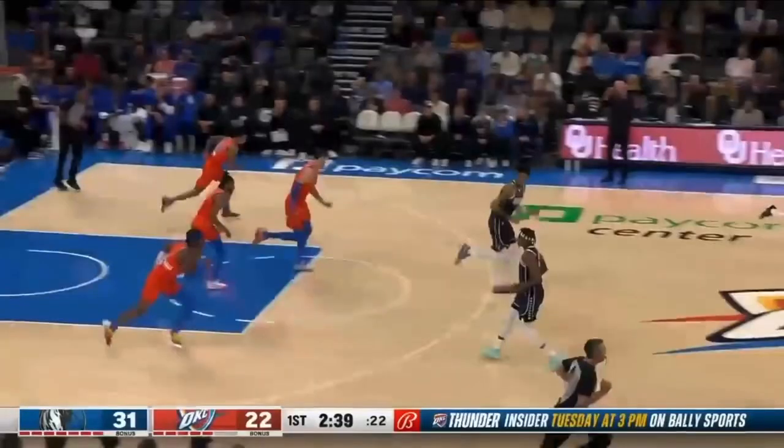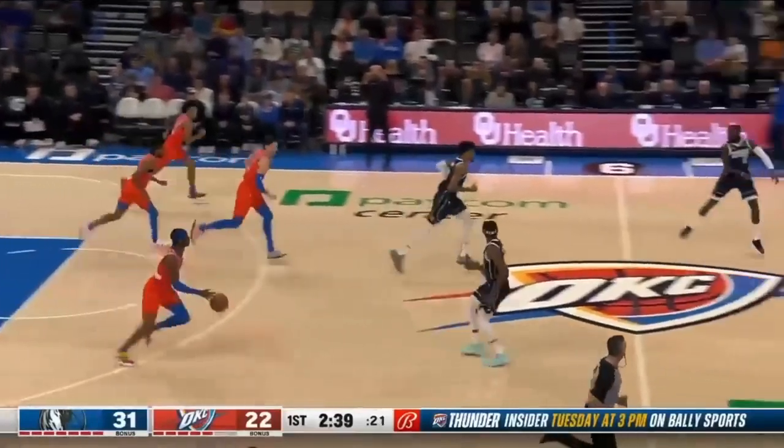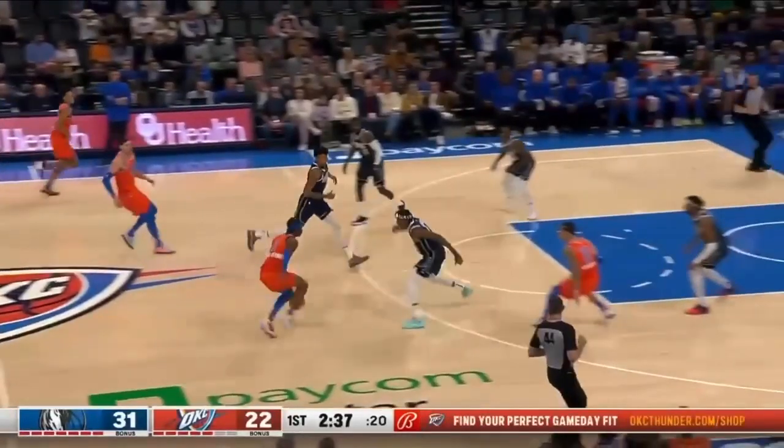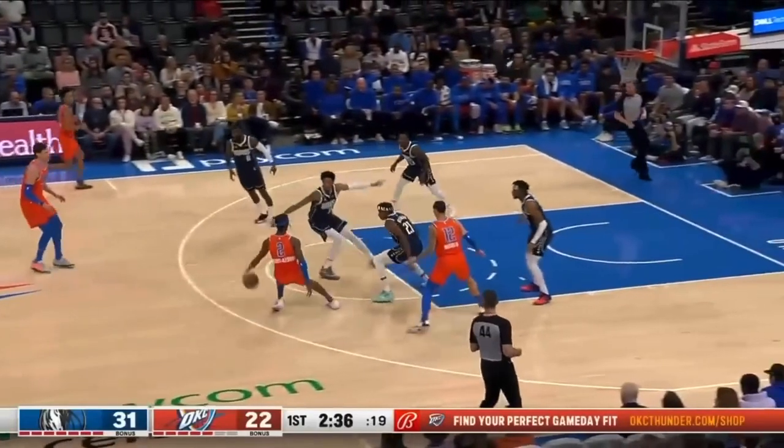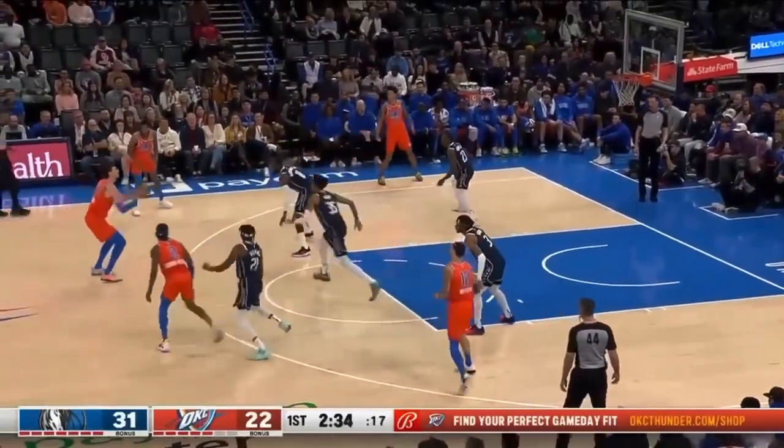Okay, if you're Christian Wood and you want to play the gaps in transition, you need to be sprinting back the whole way. See, look at Christian Wood jogging and jogging and jogging. So now look, now your feet aren't set. You're not in a defensive stance. You're flying backwards while your man is open.